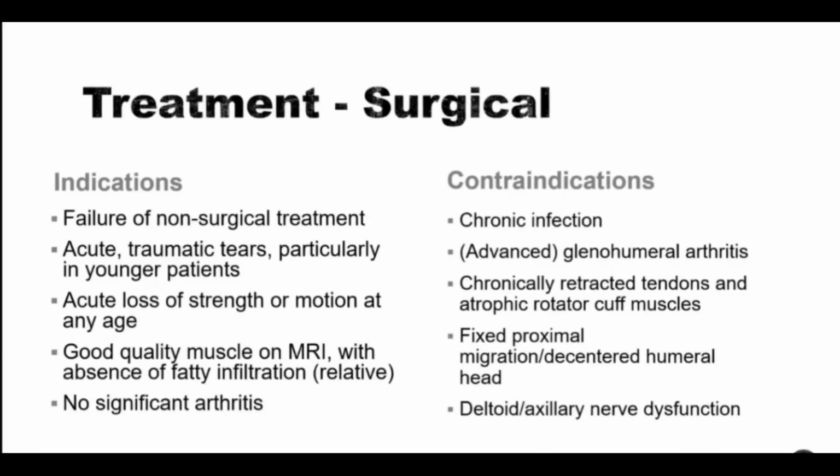They probably would be more likely to get reverse total shoulder, which we'll touch a little bit on at the end. Other contraindications are chronically retracted tendons, those with fixed proximal migration or decentered humeral head, and those with deltoid or axillary nerve dysfunction.